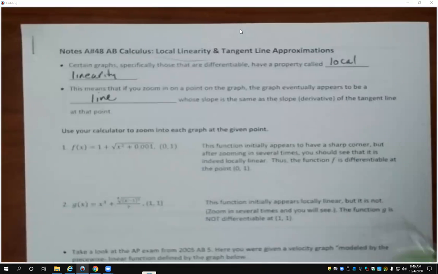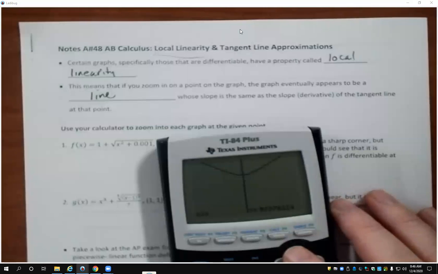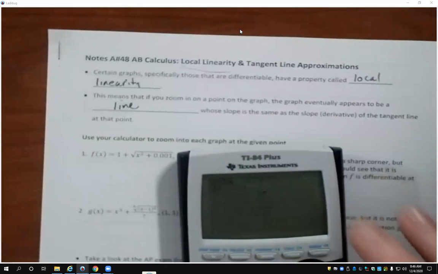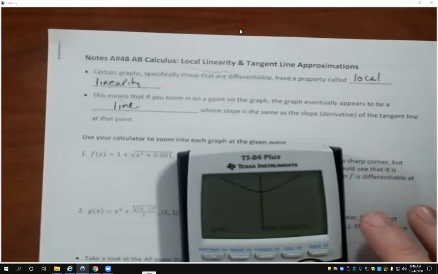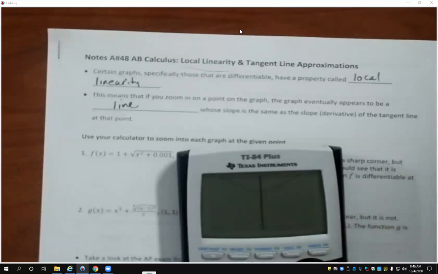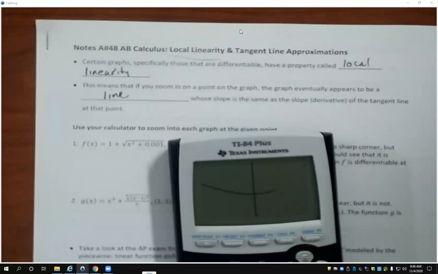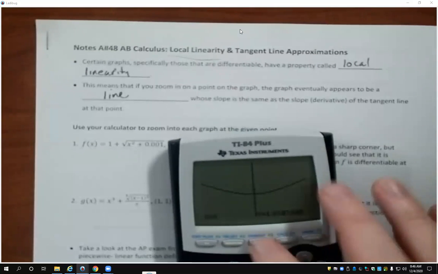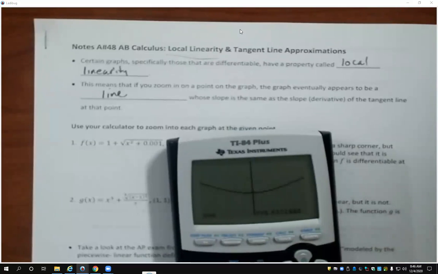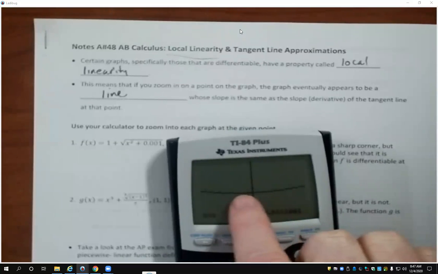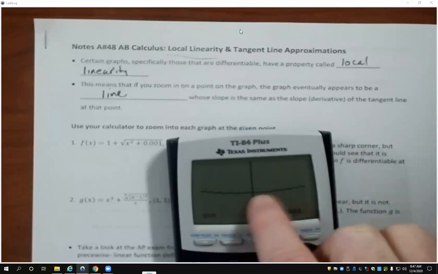So it says right over here off to the side, the function initially appears to have a sharp corner, but after zooming in several times, you see that it is indeed locally linear, okay? And if we kept going, we would see the line, okay? So let me show you that by hitting zoom in and moving my cursor up even further towards that point. Okay, we start going like this. Then I hit zoom in again and I get closer to that point. And you start seeing how it's starting to flatten off right here. Okay, and if I kept zooming in, it's certainly going to look like a line at this point.